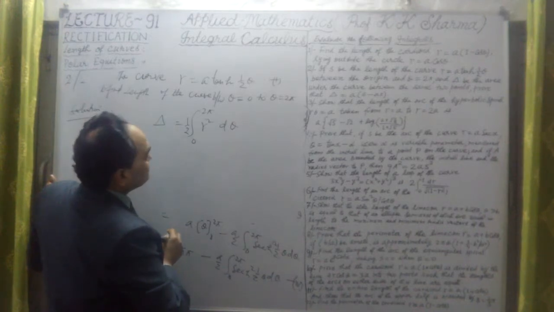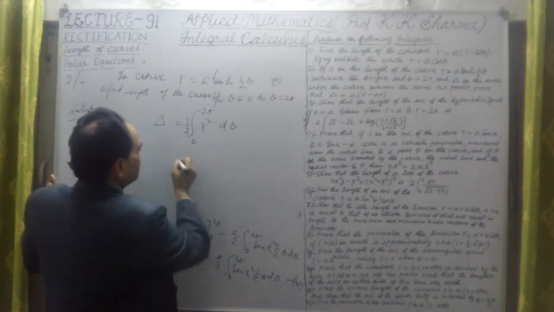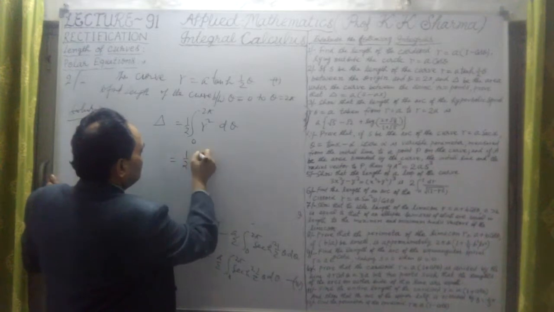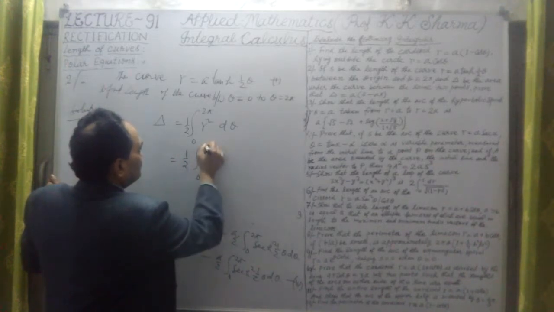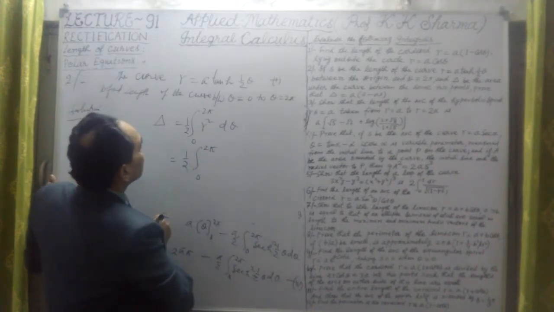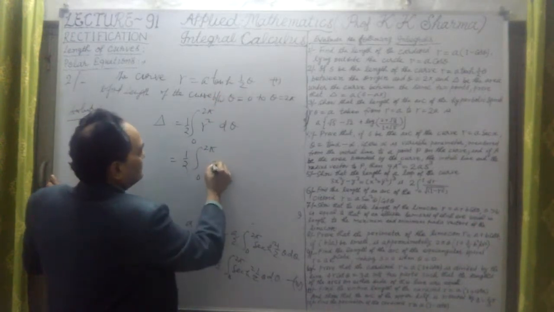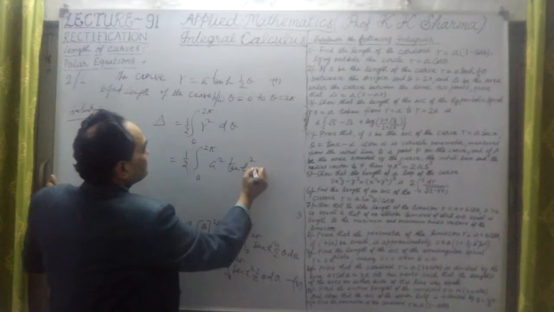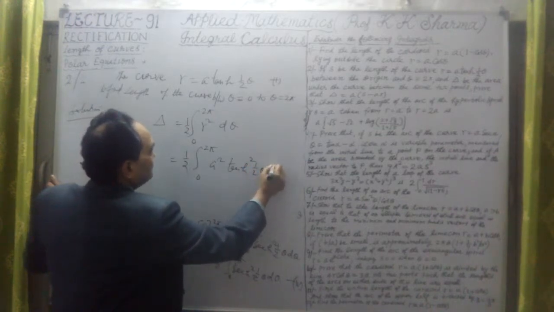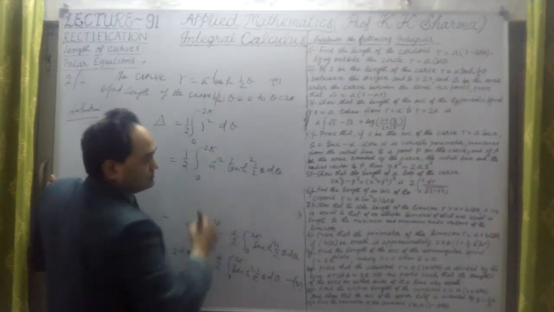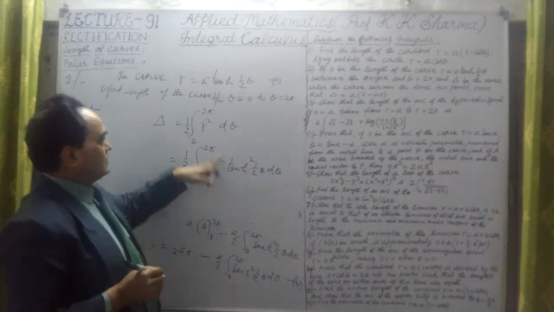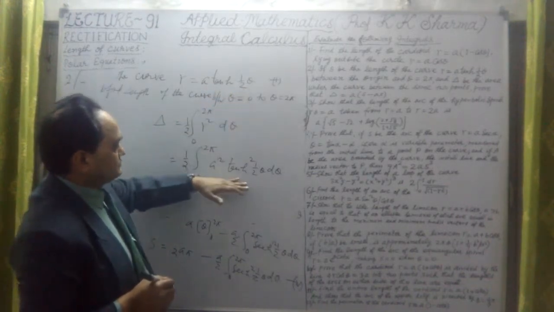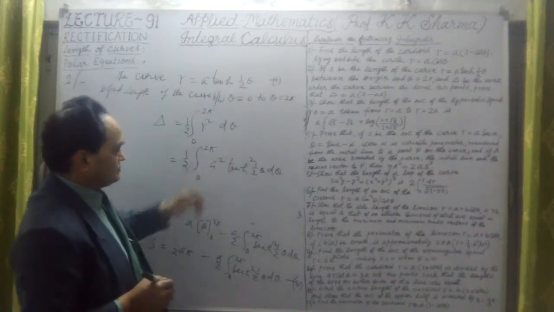R square into d theta. This is 1.2 into 0 to 2 pi here. What is r square? R square is this. This is a square into tan hyperbolic square 1.2 theta into d theta. The value of r square from the first equation we have substituted here after squaring it.